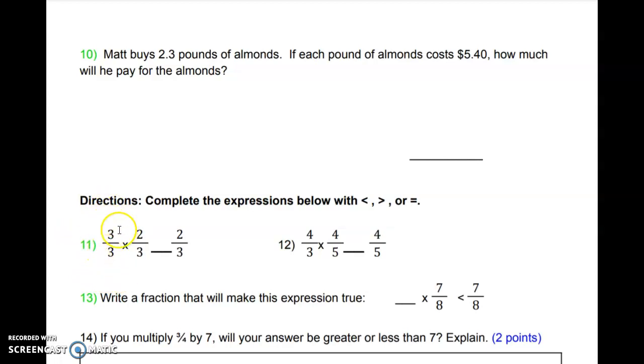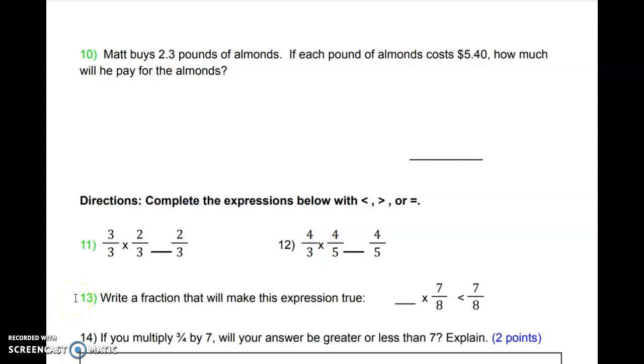So if I multiply a fraction by 3/3, is my answer going to be less than 2/3, greater than 2/3, or equal to 2/3? For number 12, if I multiply a fraction by 4/3, is my answer going to be less than 4/5, greater than 4/5, or equal to 4/5?